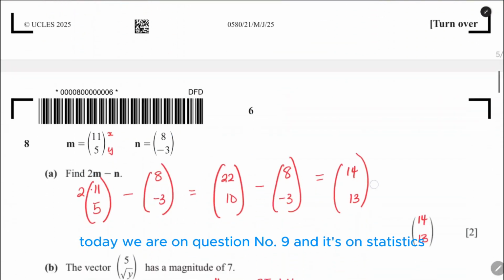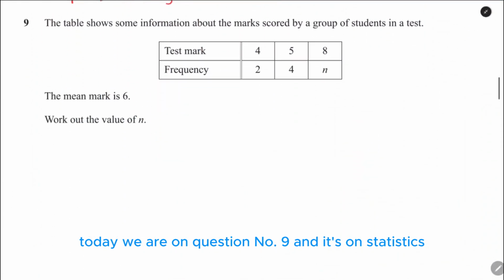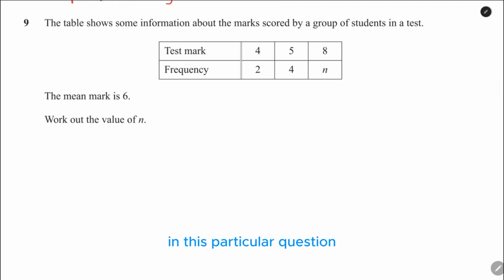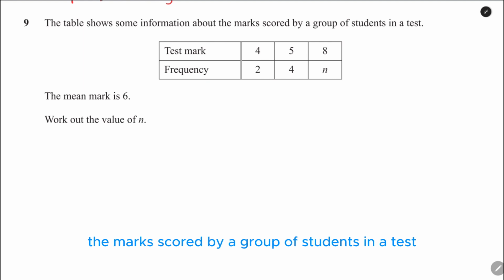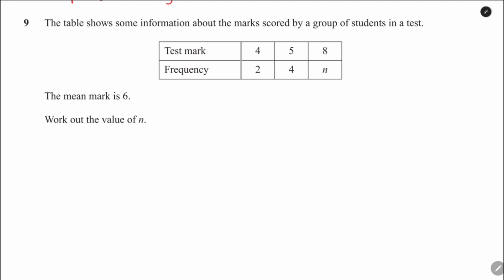All right, today we are on question number 9 and it's on statistics. In this particular question, we have a frequency table and it shows the marks scored by a group of students in a test. The mean mark is 6.